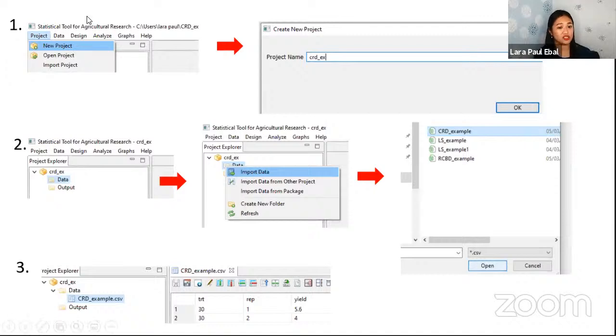Now another is when we do the CRD analysis here. So before the analysis, of course, you have to input your data. So you start from project, the new project, and then you write the project name, and then okay. And then from that, automatically, there is this folder here, CRD, with the name of your project. And then there is this folder for data and another folder for the output. For the data, you just right click and then you can see the import data. And then you just choose anong data na gusto i-analyze and then open. And then you have this. So easy. So you can see the data if you click the data folder here.